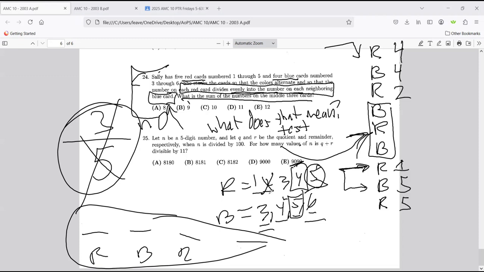Mark off what you've already taken out. Red 2, red 4, red 5, red 1. Blue 5, blue 4. What's left? A 3, a 6, and a 3. Your sum will be 12.